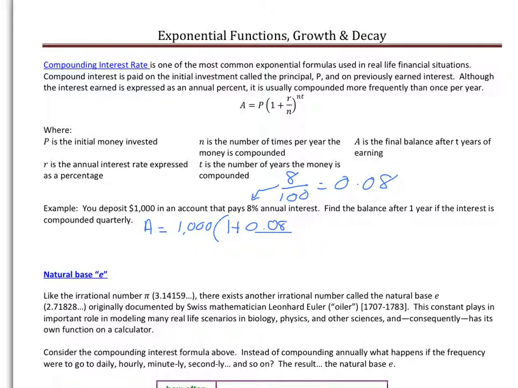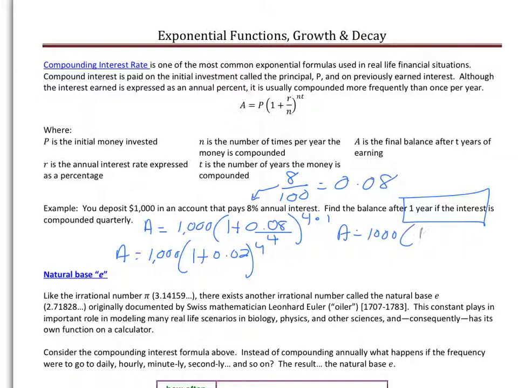Divided by quarterly, interest bearing would mean 4 times a year. So we're going to divide that by 4. And then we have 4 times the number of years, and we were told that the number of years our money is in there is 1. So 4 times 1. So we have A equals 1,000 times 1 plus 8 hundredths divided by 4, which would be 2 hundredths, to the power of 4 times 1, which is just 4. So we have A equals 1,000 times 1 and 2 hundredths to the 4th power.